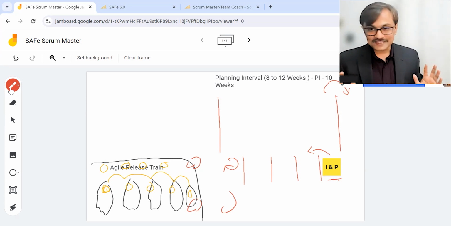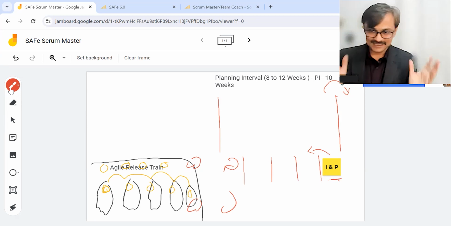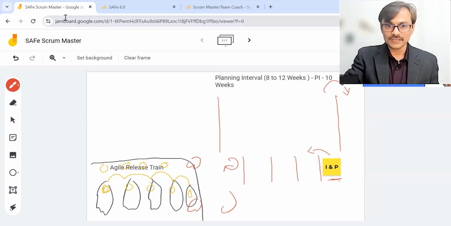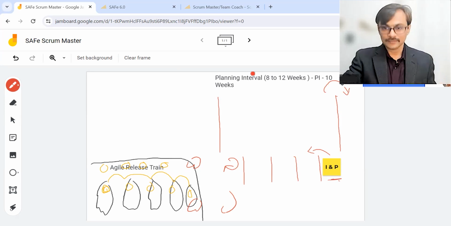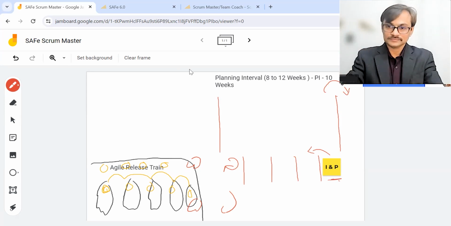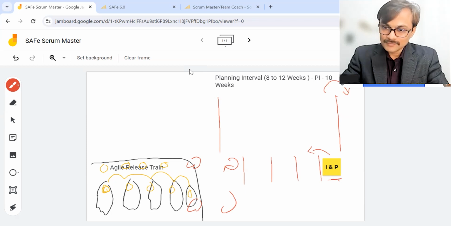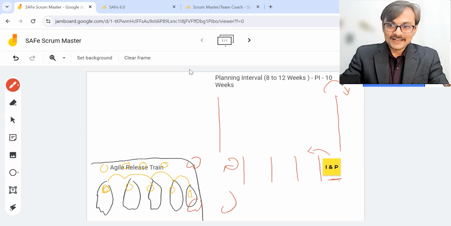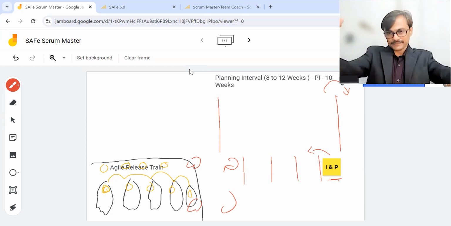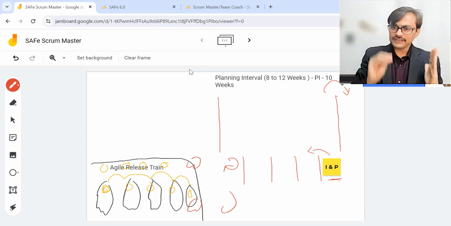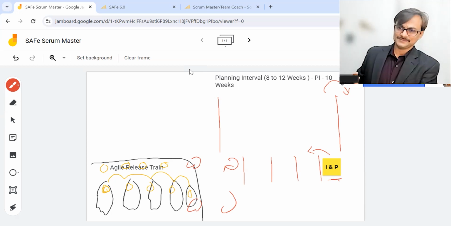I know the role of a Scrum Master is yet to start, but a little bit of common understanding before we get into the details. Question: does the innovation and planning iteration come after the PI planning, just the planning or the actual sprints? Okay, so you can say it is a 10-week window, and week 9 and week 10 are innovation and planning.